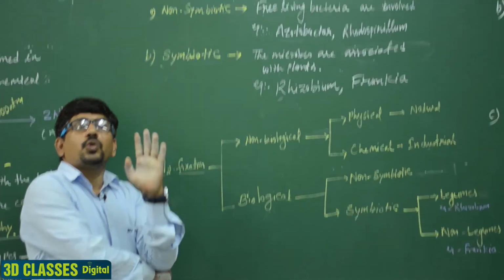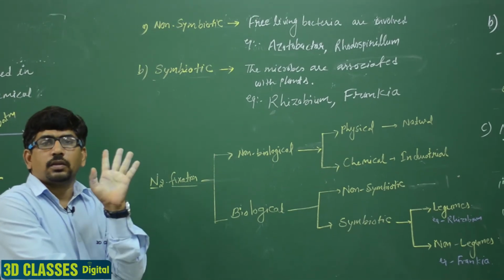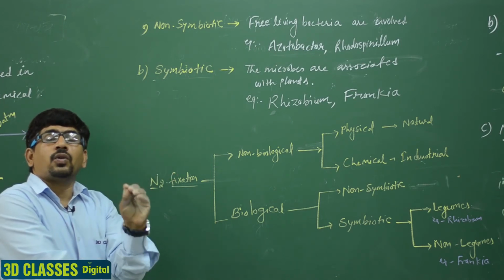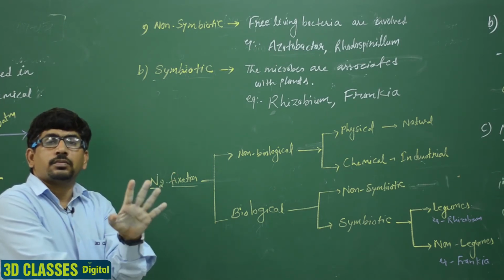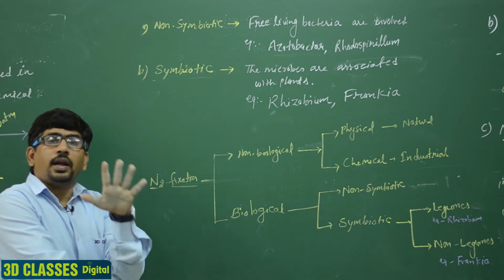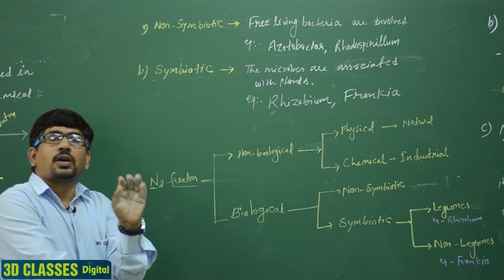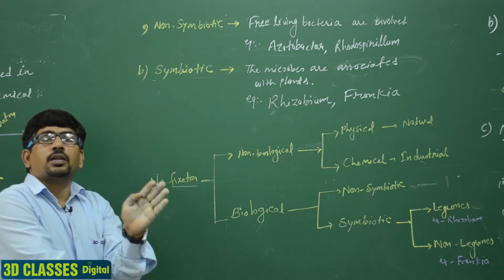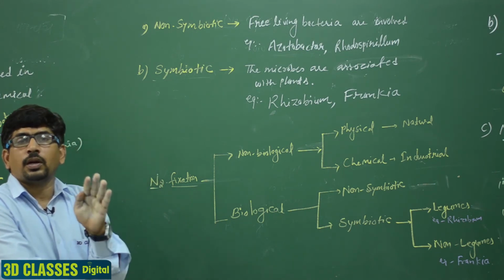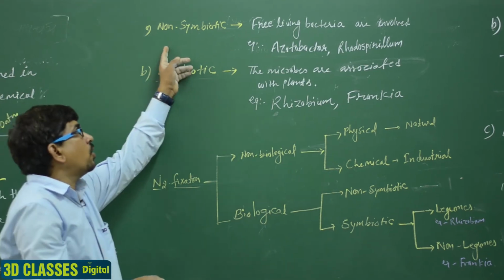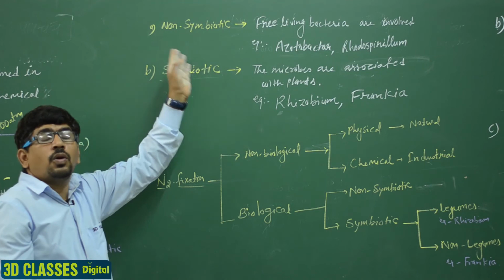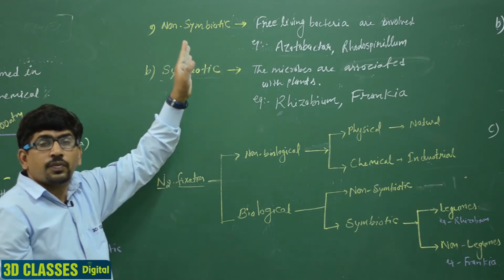Non-symbiotic means those bacteria are free living. They are present in the soil and air. They are free living and not associated with another organism. They directly fix nitrogen from the atmosphere. It means they convert nitrogen directly into ammonia, and are known as non-symbiotic microbes, and this type is known as non-symbiotic biological nitrogen fixation.